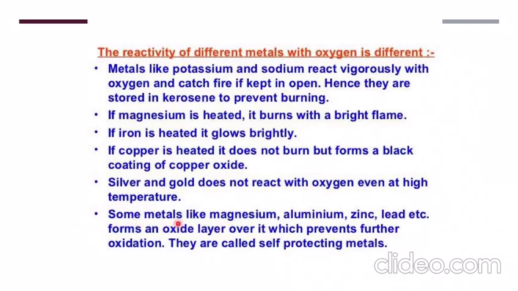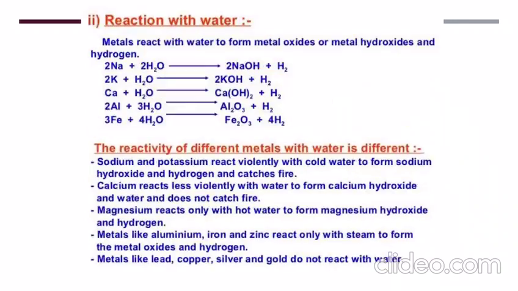Some metals like magnesium, aluminium, zinc and lead form an oxide layer over them which prevents further oxidation. So they are called self-protecting metals, as I told you in anodizing of aluminium.